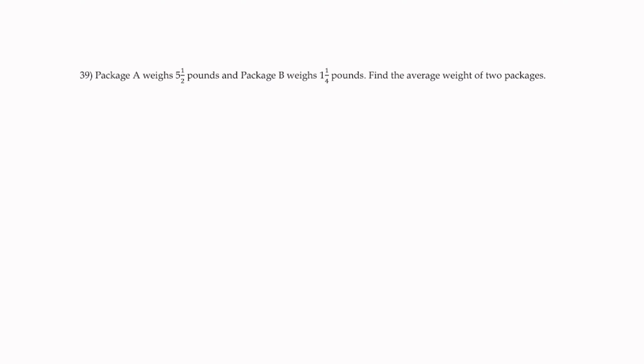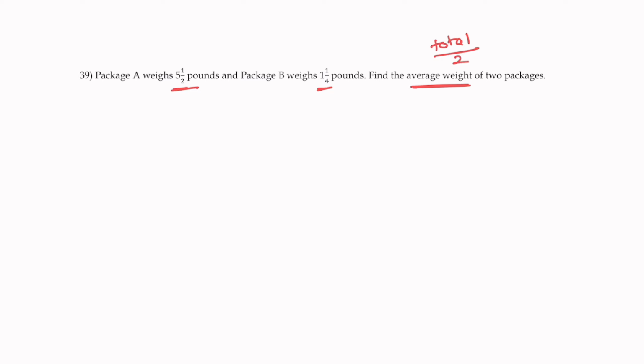Package A weighs 5 1/2 pounds and package B is 1 1/4. Find the average weight of two packages. Average weight. Average is total divided by the number of things that we have. So we have two packages. We are going to divide it by 2.